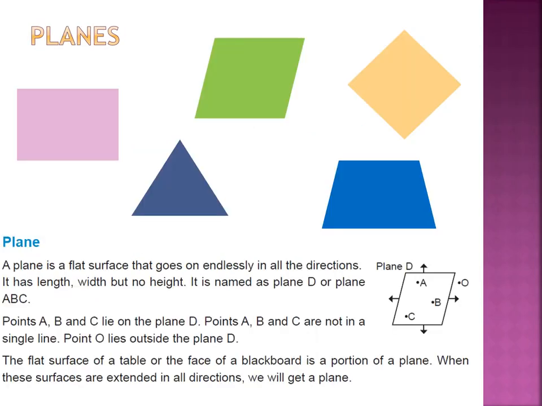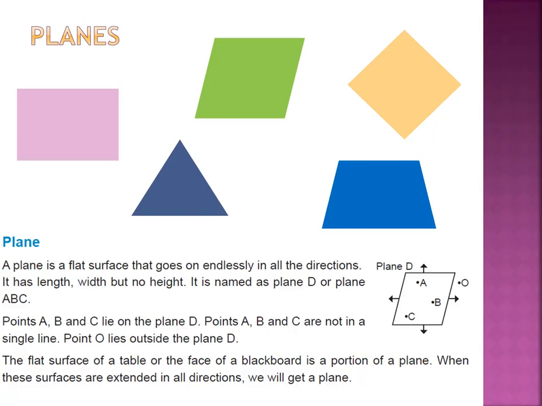We require lines to draw angles. Before we draw angles, let's see what a plane is. No, not that in which we fly to different places. But a plane in geometry is a flat surface that goes on endlessly in all directions. It has a length and width, but no height. It is named as plane D or plane ABC.